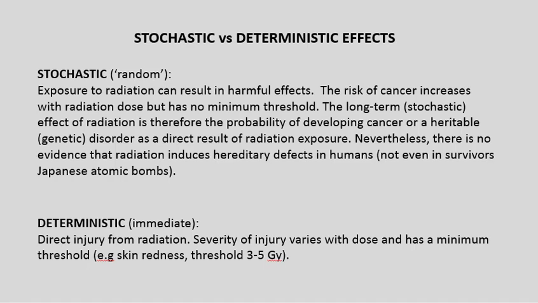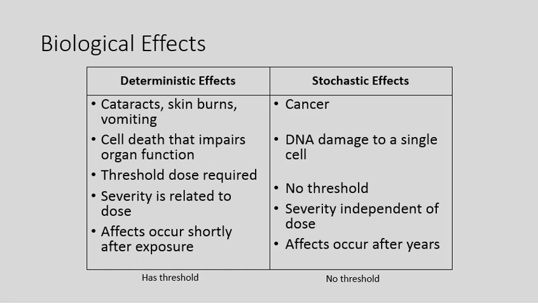Deterministic effects are immediate, on the other hand, and they're a direct result of injury from radiation. The severity of injury varies with dose and has a minimum threshold. An example of this is skin redness after a cardiac catheter, and the threshold for this is 3 to 5 gray, to give you an idea of the amounts of radiation involved.